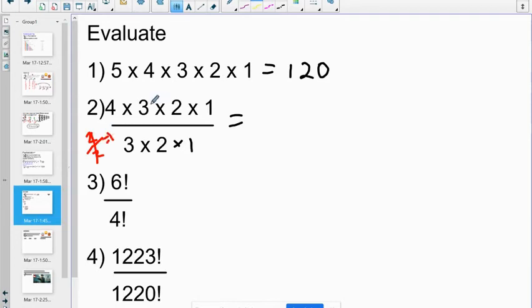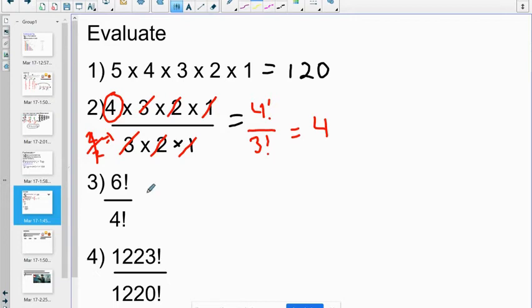So we're going to have that same rule apply here. So the 3's can cancel out because 3 divided by 3 is 1. The 2's could cancel out for the same reason. 2 divided by 2 is 1. And the 1's could cancel out because 1 divided by 1 is 1. And that just leaves you with 4. So we know that 4 factorial over 3 factorial is just 4.